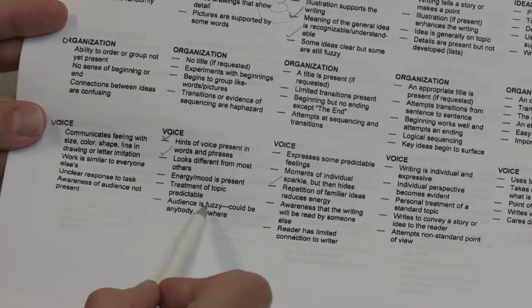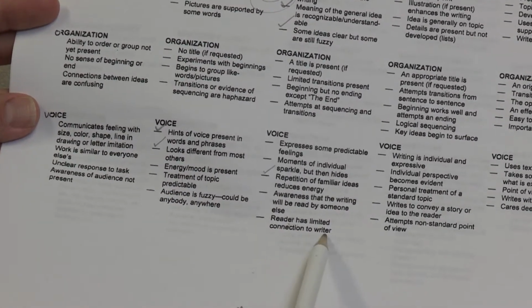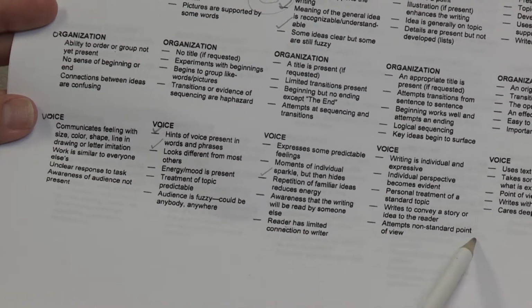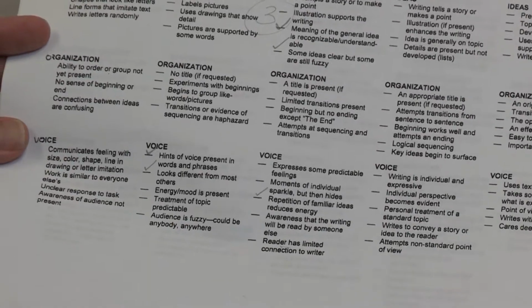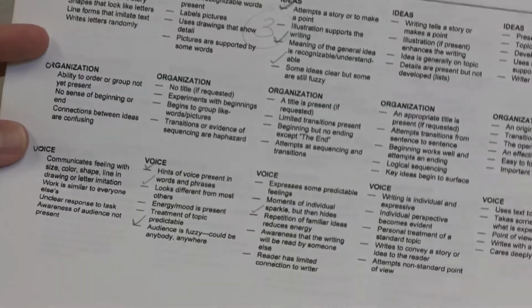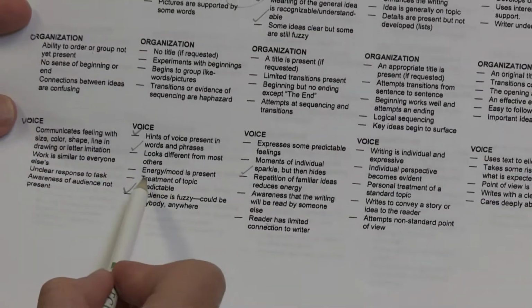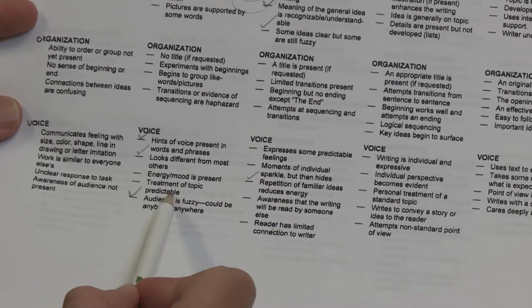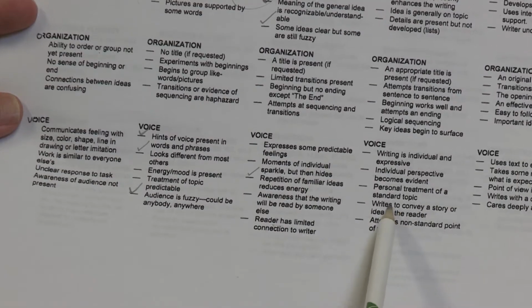So, for instance, audience is fuzzy, could be anybody, anywhere. Reader has a limited connection to the writer. Not point of view, cares deeply. I'm going to give him audience is fuzzy, could be anybody, anywhere. I don't really know who he's writing for. Okay. And then I skipped one, go back up. So treatment of topic is predictable. Awareness that the writing will be read by somewhere else. Writes to convey a story. I'm going to give him a 3 for this.